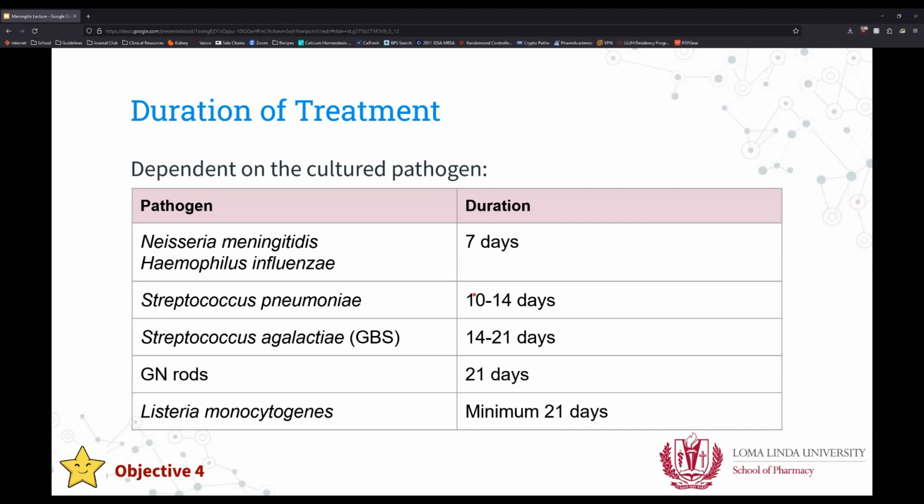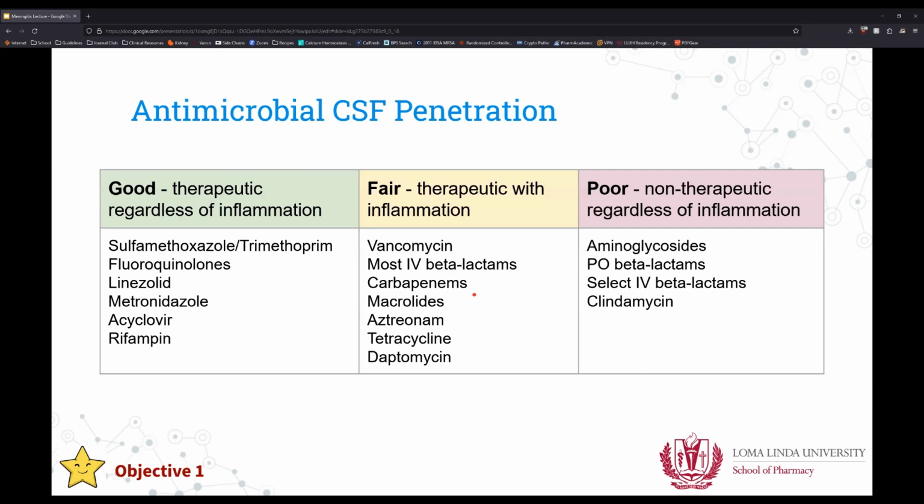And then if it's Streptococcus agalactiae, so group B strep, this is going to be 14 to 21 days. And then our gram-negative rods, whether that's E. coli, Klebsiella, Pseudomonas, this is going to be 21 days of therapy. And then Listeria needs at the very least 21 days, but any more than that is up to debate and how the patient clinically presents.